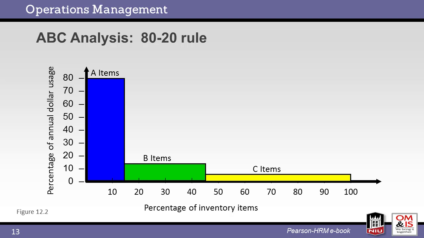In this example, A items make up 80% of the dollars spent, but account for only 15% of the items. The exact proportions do not have to be 80-20, but this is a good rule of thumb.